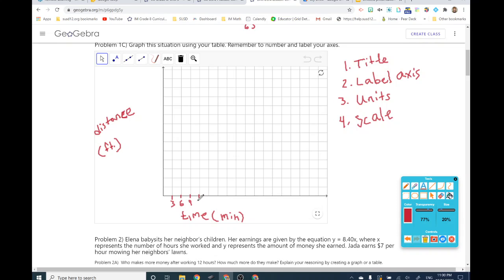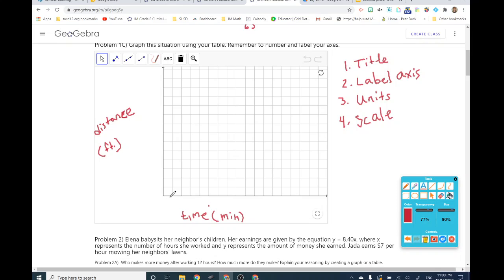That looks like it's going to be too small. And I won't be able to see it clearly. Look, I'd get 15 minutes in right there. That's too small, and I wouldn't be able to see it clearly. So I'm not going to have a scale of counting by 3s. I want 15 minutes to take up a lot of space so that it's easy to read my graph.